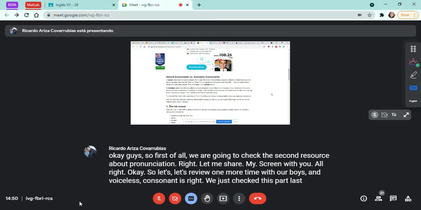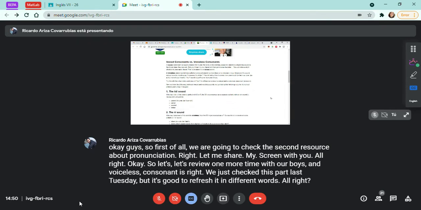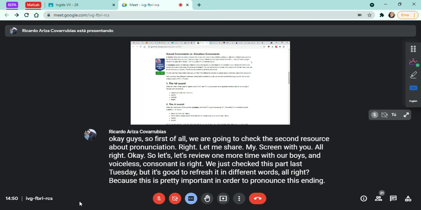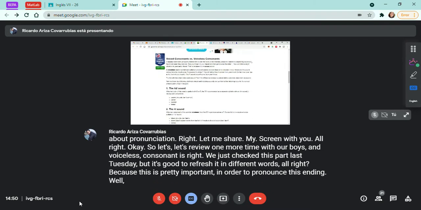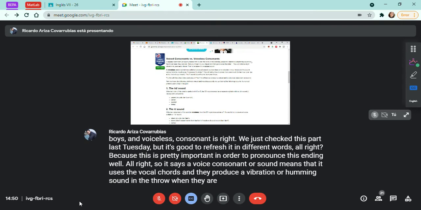Last Tuesday, but it's good to refresh it in different words, all right? Because this is pretty important in order to pronounce this ending well, all right? So it says a voiced consonant or sound means that it uses the vocal cords and they produce a vibration or humming sound in the throat when they are said.